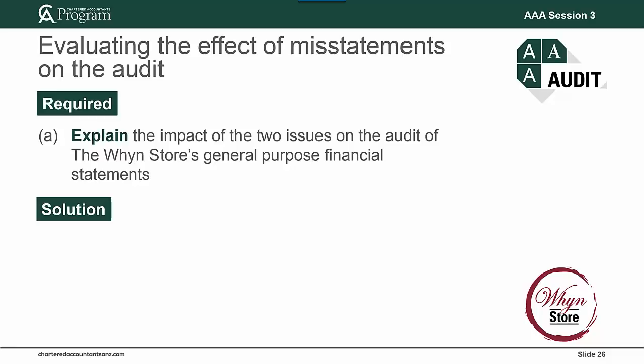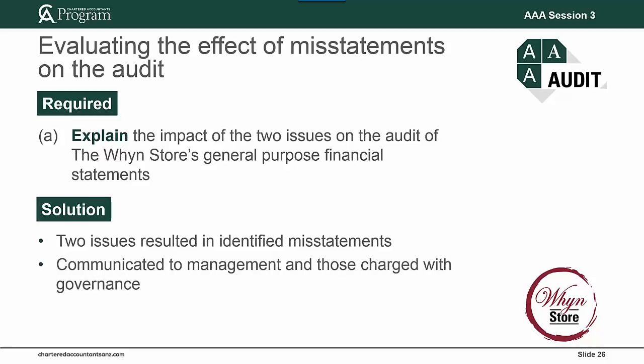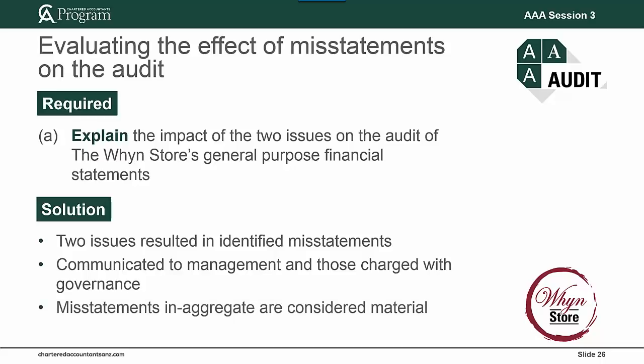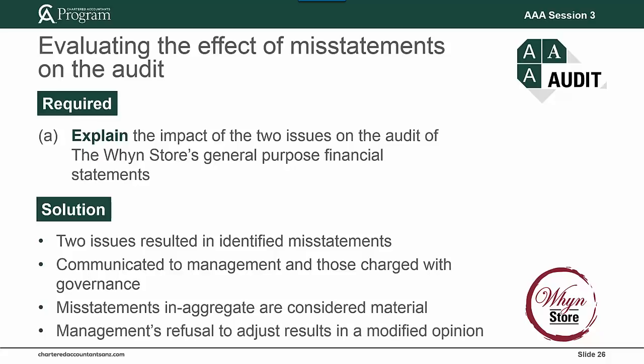So now we've worked through the steps, let's revisit the required and see where we have got to. The two exceptions resulted in misstatements which we have quantified and included on the summary of misstatements. We have understood the need to communicate these to management and those charged with governance. We have assessed the misstatements individually and in aggregate and concluded that the financial statements are materially misstated. And as management are refusing to make any adjustments, we know that we will have a modification to the audit opinion. You have not yet been asked to explain the modification, but as you know from the background information, this forms part of today's second question.